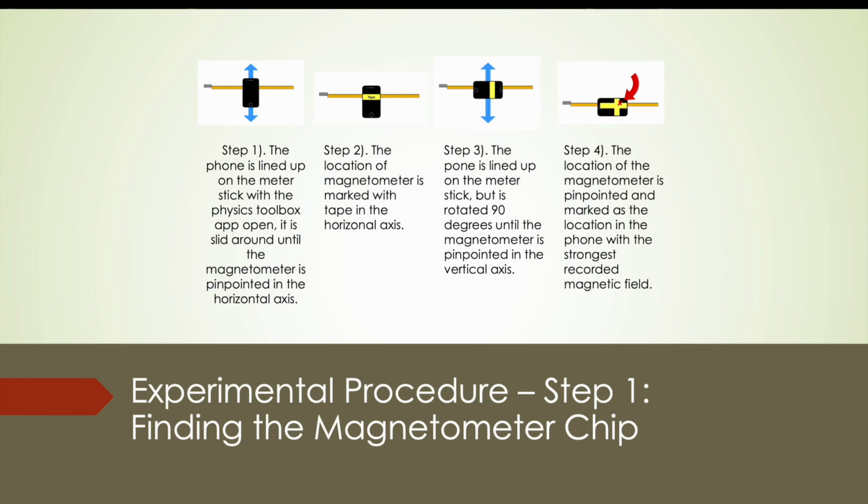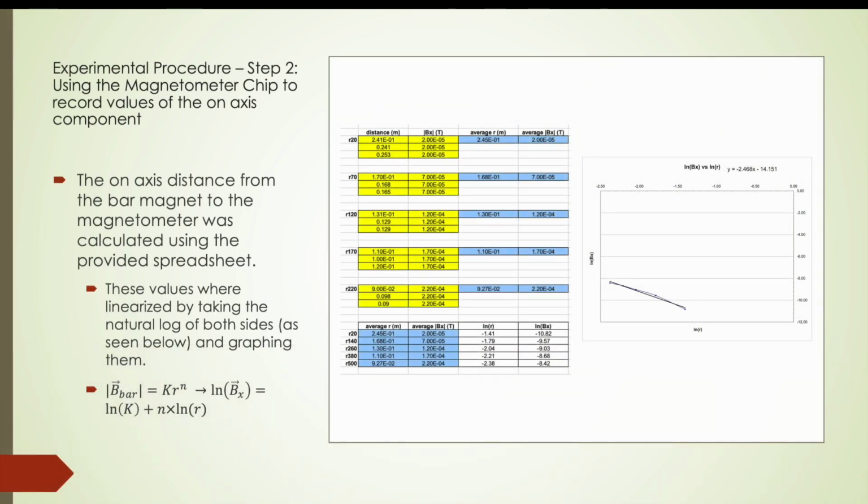strongest recorded magnetic field. Step 2, using the magnetometer chips, recorded values of the on-axis component. The on-axis distance from the bar magnet to the magnetometer was calculated using the provided spreadsheet. These values were linearized by taking the natural log of both sides, as seen below, and graphing them. On the right, you can see the listed results, the measured distances, as well as a graph.